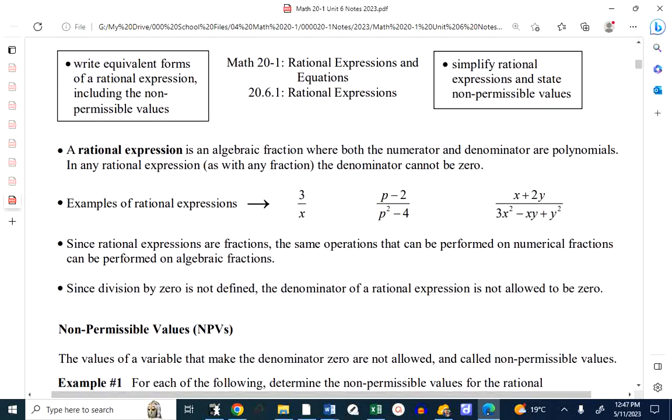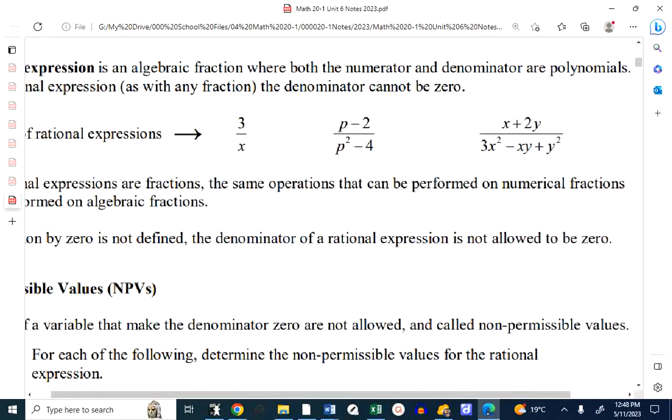Starting from the top here, a rational expression is an algebraic fraction where both the numerator and denominator are polynomials. In any rational expression, the denominator cannot be zero. So I've given you three examples of rational expressions here.